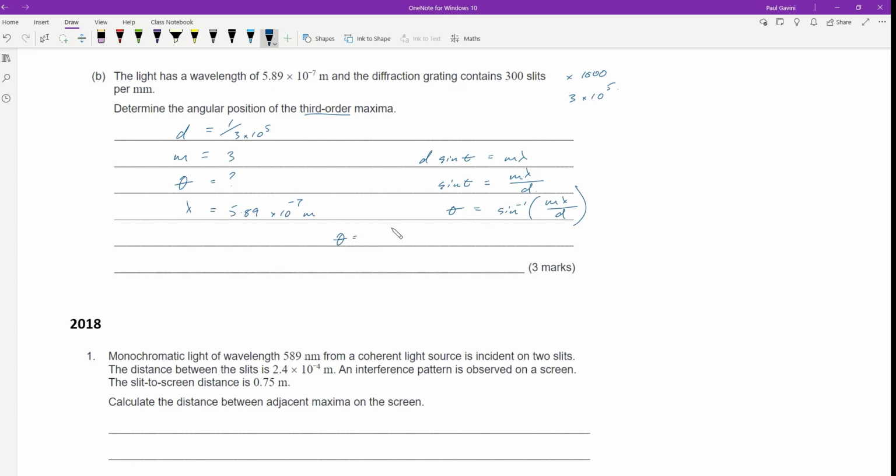So theta is equal to sine inverse of 3 times 5.89 times 10 to the power of minus 7 divided by 3 times 10 to the power 5, so theta ends up being 32 degrees.